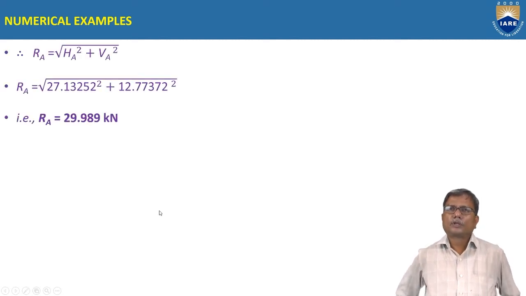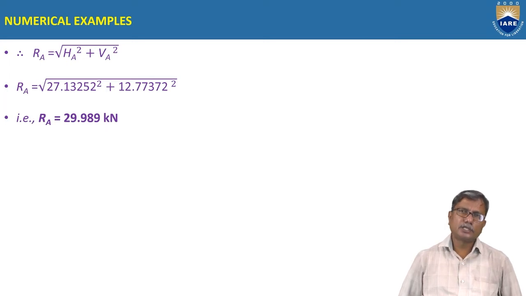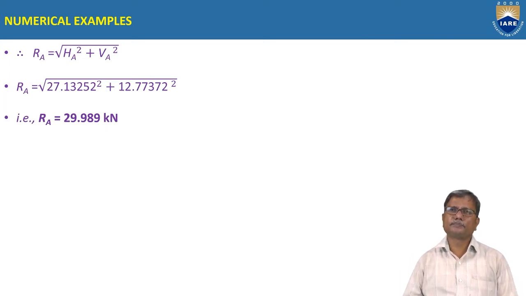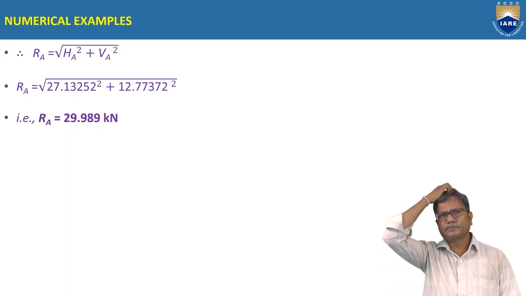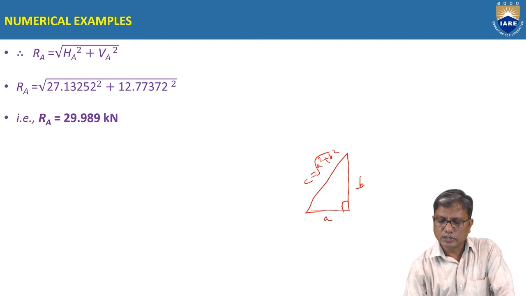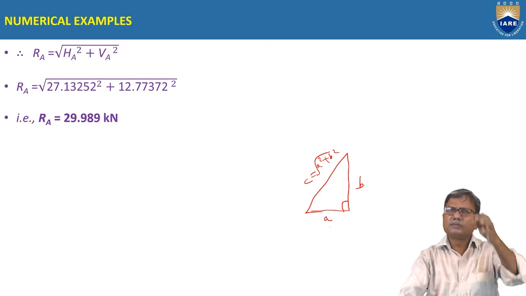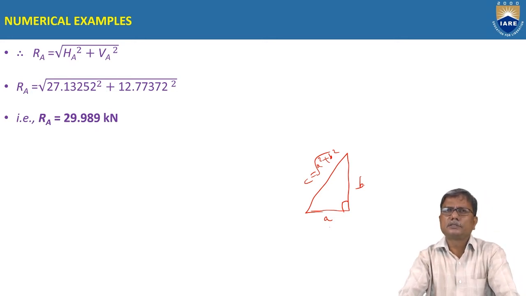Now, the components HA and VA are replaced by the resultant reaction RA. So how will you get the resultant for rectangular components? If the components are A, B, then C is equal to square root of A square plus B square, when the components are at right angles. So the same thing we are using here. The reaction RA is equal to square root of HA square plus VA square.